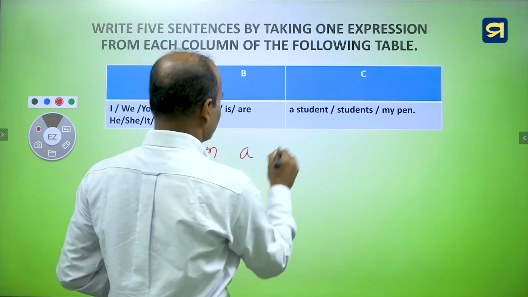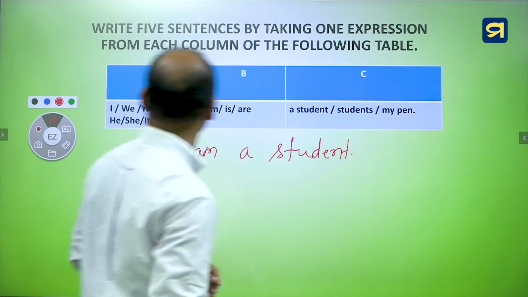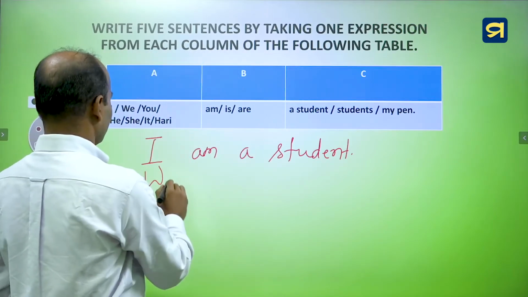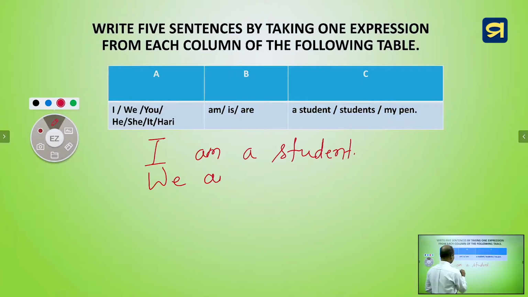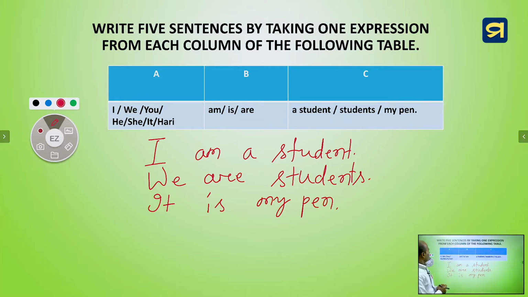So, I am a student. We are students. You can frame like this. It is my pen. So likewise, you can frame many sentences as you like.